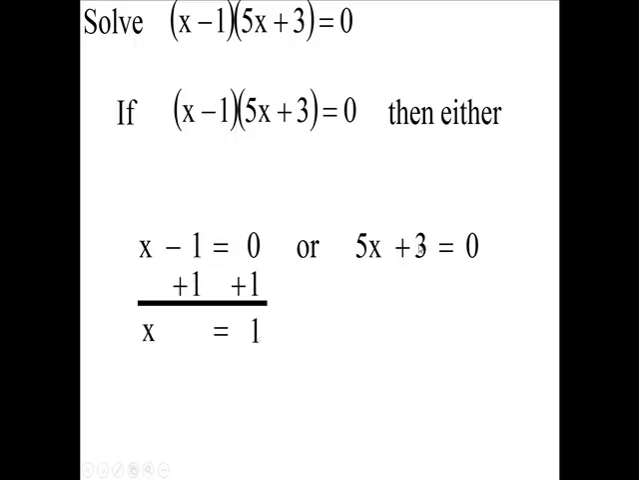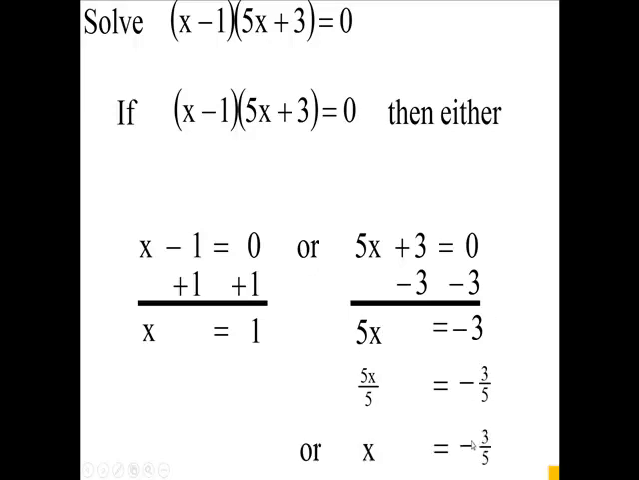Now I got to worry about this plus 3 right here. We're going to subtract 3. 5x then is going to equal that negative 3. To finish solving, I'll divide by the coefficient of the variable. The coefficient is 5. I'll divide both sides by 5. So then x equals minus 3/5, or x equals 1.